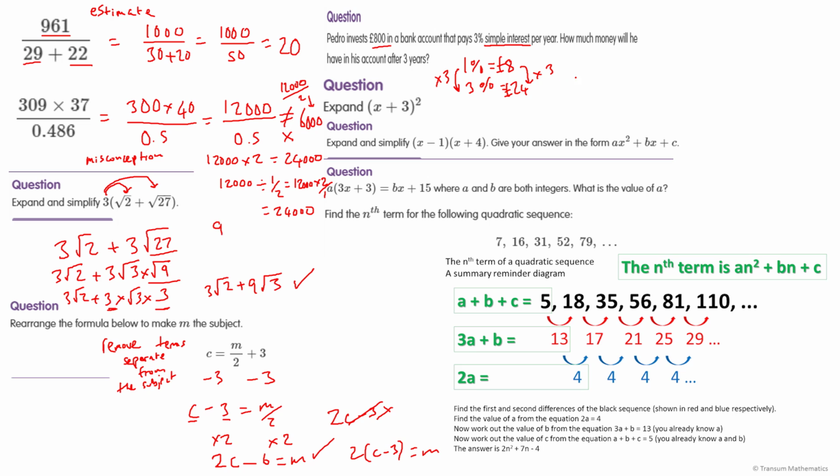So that means each year you'll get £24. So for 3 years you times that by 3, so that's going to be £72. You cannot write 72 as the answer because it says how much money will he have in his account after 3 years. So you add that to the 800. And that is 872. You should put the pound sign in because it's a form of currency. Because you can have pence as well. So that's important to put the pound sign in.